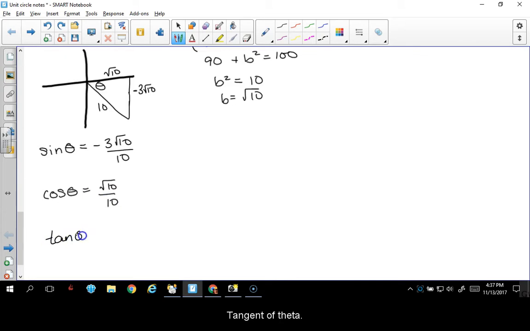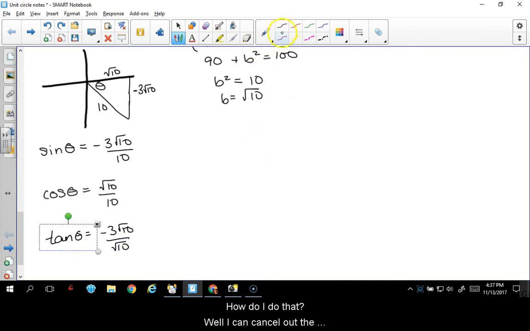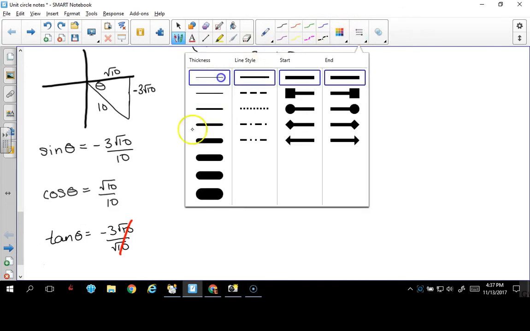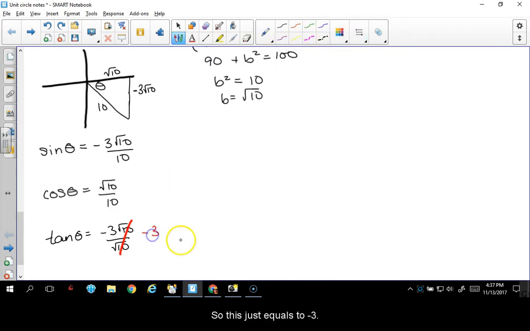The tangent of theta is going to be negative 3 square root 10 over square root 10. How do I do that? Well, I can cancel out the square root 10 over square root 10. That would be just like having negative 3x over x. You'd cancel out the x's and you'd be left with negative 3. It is no different here. It is exactly the same. So this just equals negative 3.